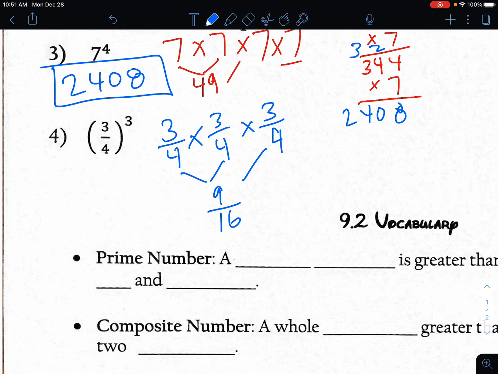So 9 times 3 is 27. 16 times 4, that's a little bit trickier. So 4 times 10 is 40. 40 times 5 is 40, 50, 60. So it should be 27 over 64, I believe. And that's it. That's the answer for number 4.